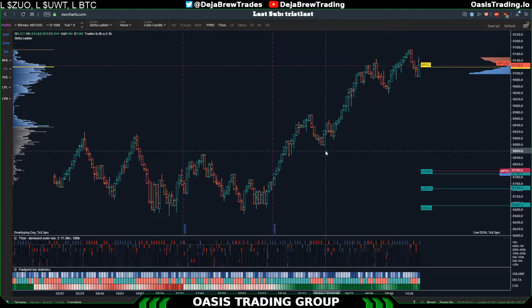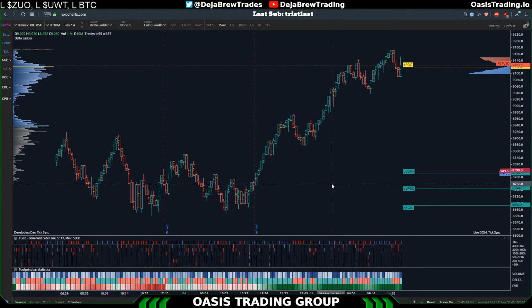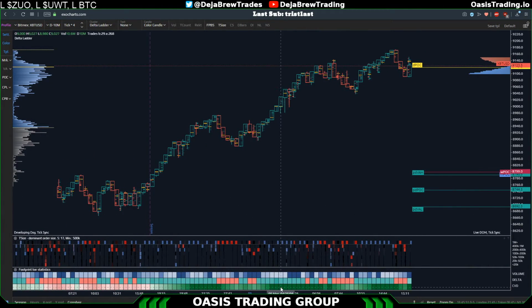And then what do you see? You see a break of the high again. And then what do you see on the CVD? The CVD turns dark green again because the buyers are showing that they want to buy this price. They are showing that this is a fair value.